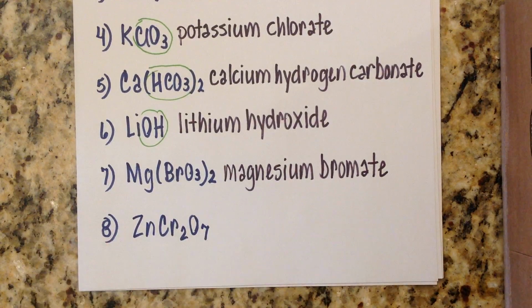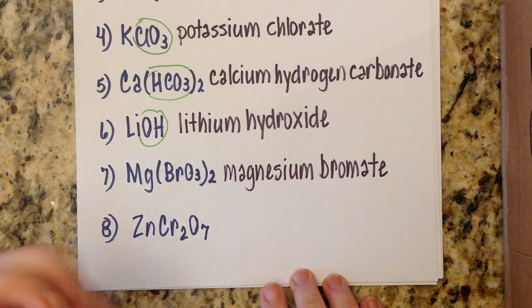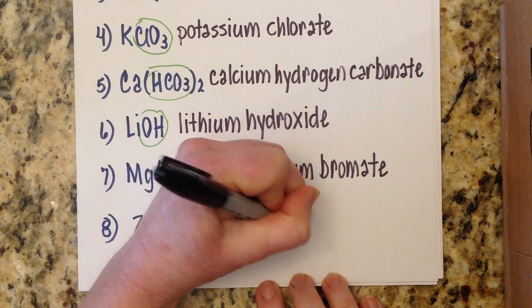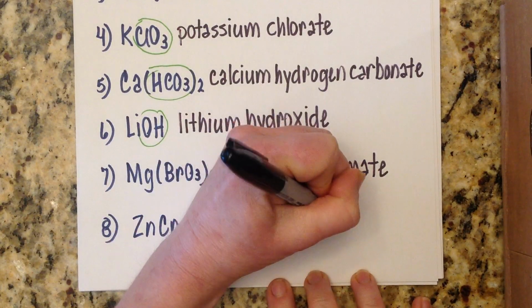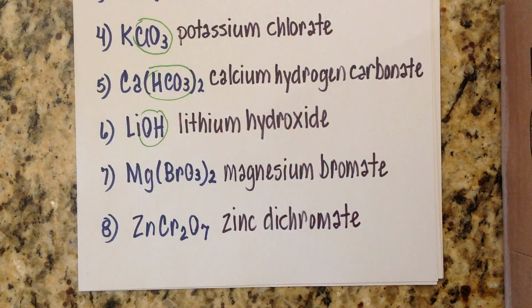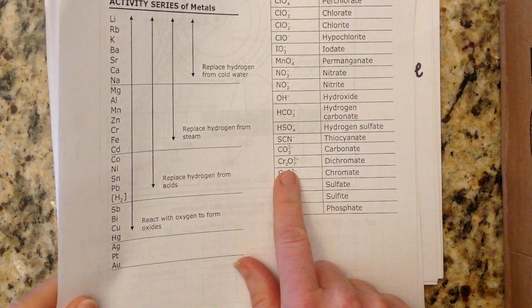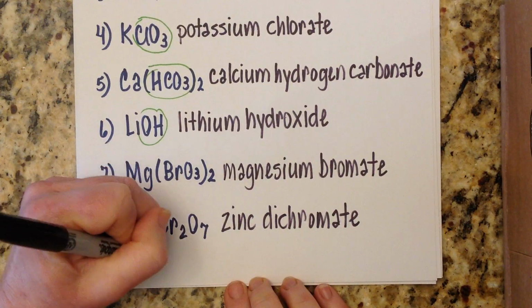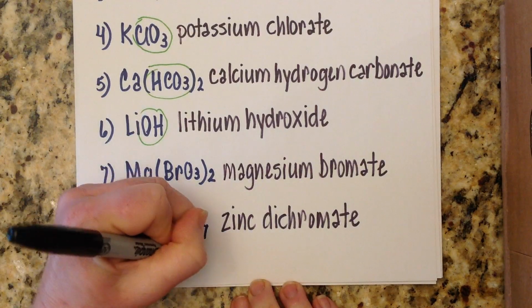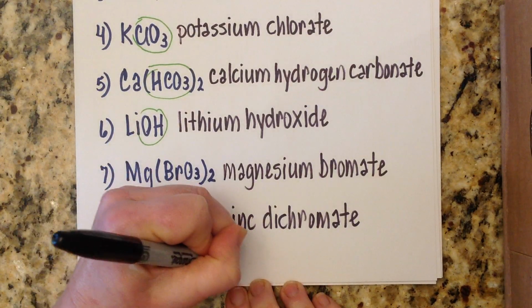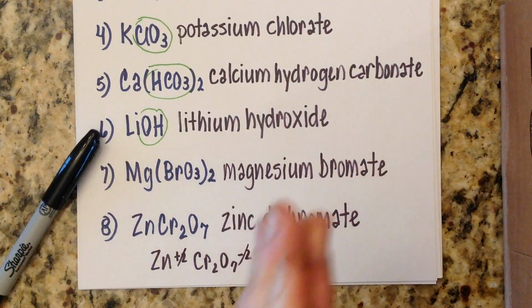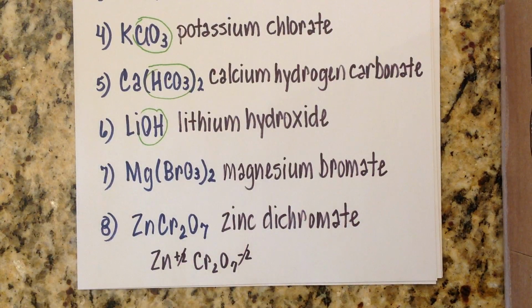And this last one, this is zinc dichromate. And I'll point that dichromate out. It's right here, Cr2O7 -2. And just to show you where this one came from, remember that zinc had a +2 charge. Dichromate was Cr2O7 -2. And you know what happens? Those 2's cancel, smack them together, and that's where we got the zinc dichromate.